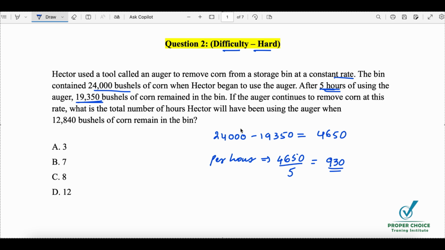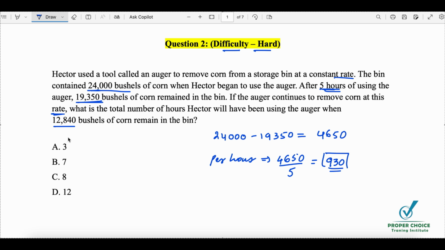Now the question says, if the auger continues to remove corn at this rate, meaning 930 bushels per hour, what is the total number of hours Hector will have been using the auger when 12,840 bushels of corn remain in the bin? Now what we understood is these many bushels per hour. Now they are saying that out of 24,000, for 12,840 bushels to be there in the bin, what is the time it has taken?